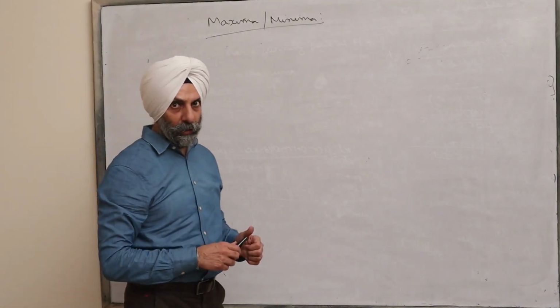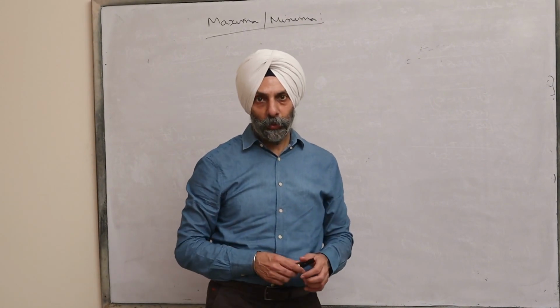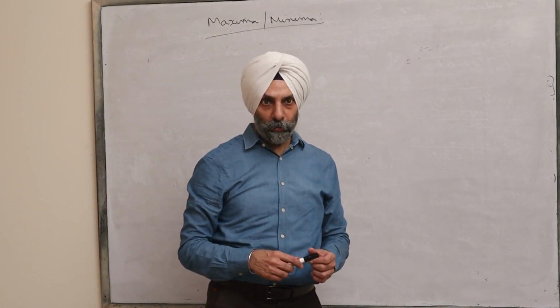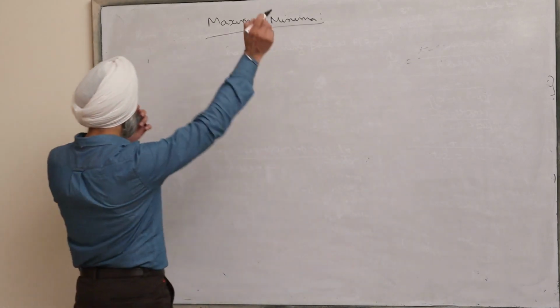We will discuss the application of maxima and minima in solving problems relating to, let's say, area, volume, etc. Now the first question is, find two numbers whose sum is 24.